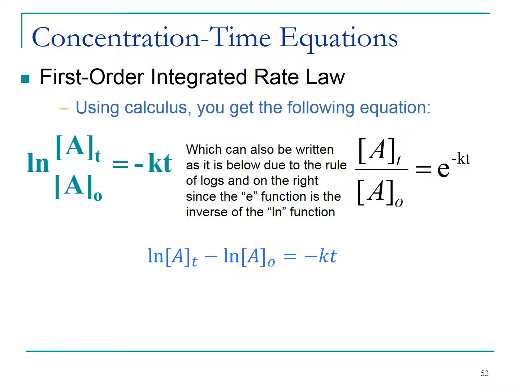All right, so once we use calculus, we get the equation on the left. If you integrate the concentration over time, it's the natural log of the ratio of A at time t over A at time 0 equals negative kt. Because of the rule of logs, you can write the equation as it is in the blue here, where you can separate the A t over A naught. So depending on what you're trying to find in the equation, different forms of this equation can be used. So natural log of A t minus the natural log of A naught equals minus kt.